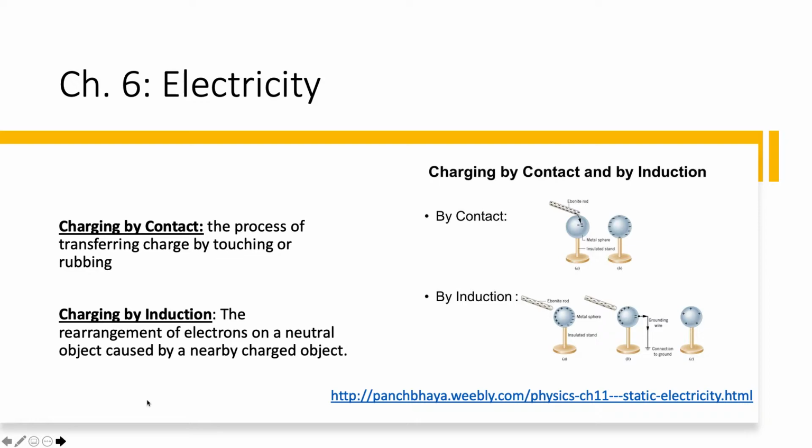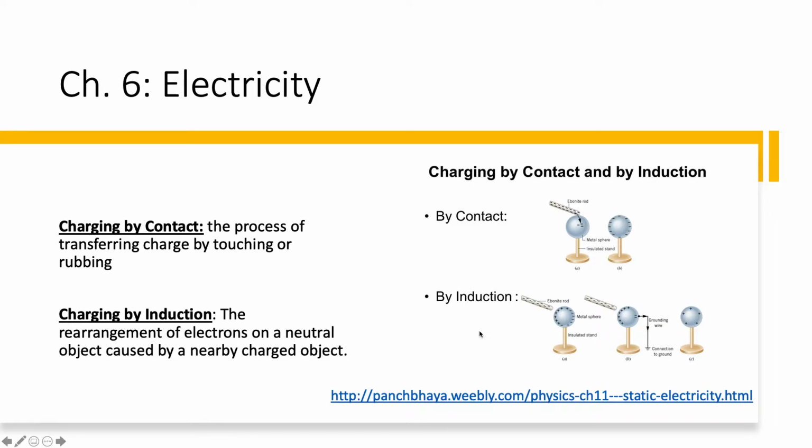Okay, so with electricity you can actually transfer charge in two ways. One is charge transfer by contact, which is transferring your charge by touching or rubbing something. You can see in the first image that this little rod has electrons on it, negative charge, and it's touching the little metal sphere, so you're transferring the negative charges onto it.